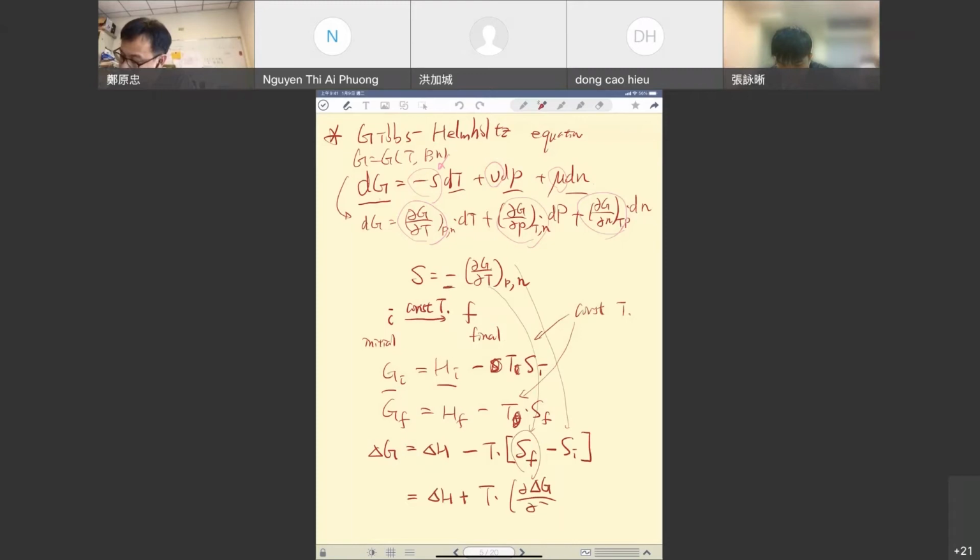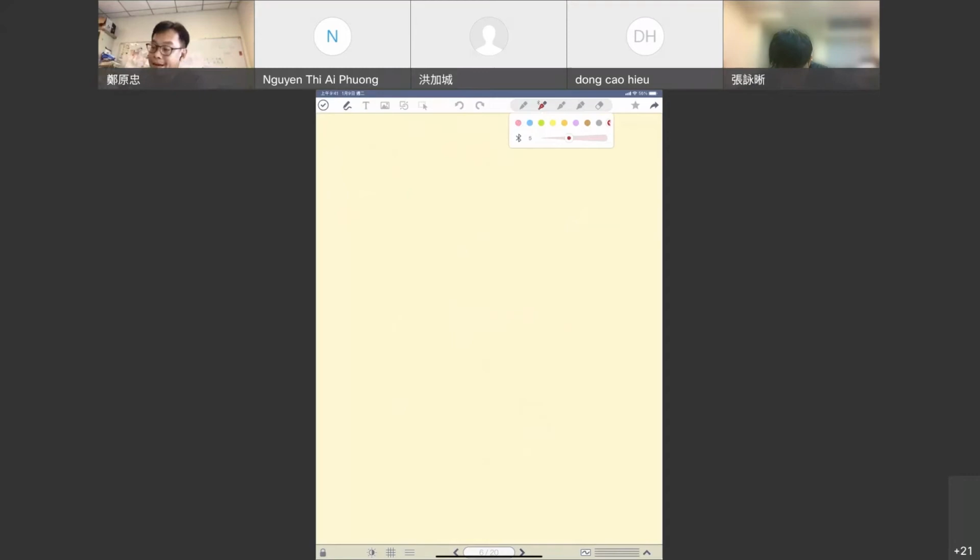But now your initial state pressure, final state pressure, initial state number of particles, final state number of particles should be constant. There's a delta G on the left hand side, and there's another delta G on the right hand side. So we normally will want to collect these terms together. So this can be rewritten as delta H equals minus T squared, partial delta G over T, partial T, with P_i, P_f, N_i, N_f constant.